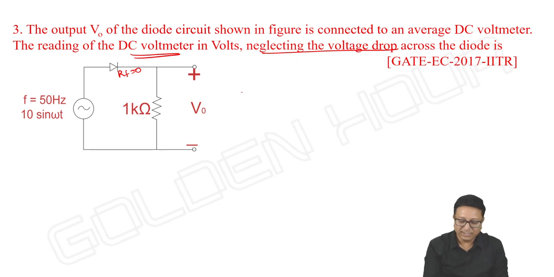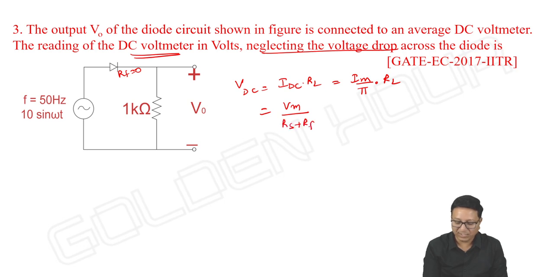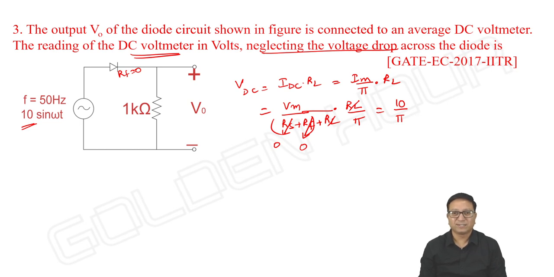We can take it. Then VDC is equal to IDC into RL. IDC is equal to Im by pi into RL. Im is equal to Vm by Rs plus Rf plus Rl multiplied with Rl by pi. So here anyway Rs is 0, neglecting the drop across diode means Rf is also 0. Now I can cancel. So once these two terms are 0, then I can cancel RL and it is Vm by pi. Okay. And what about Vm? It is 10. So the answer might be 10 by pi. That's it. This is what we can take.